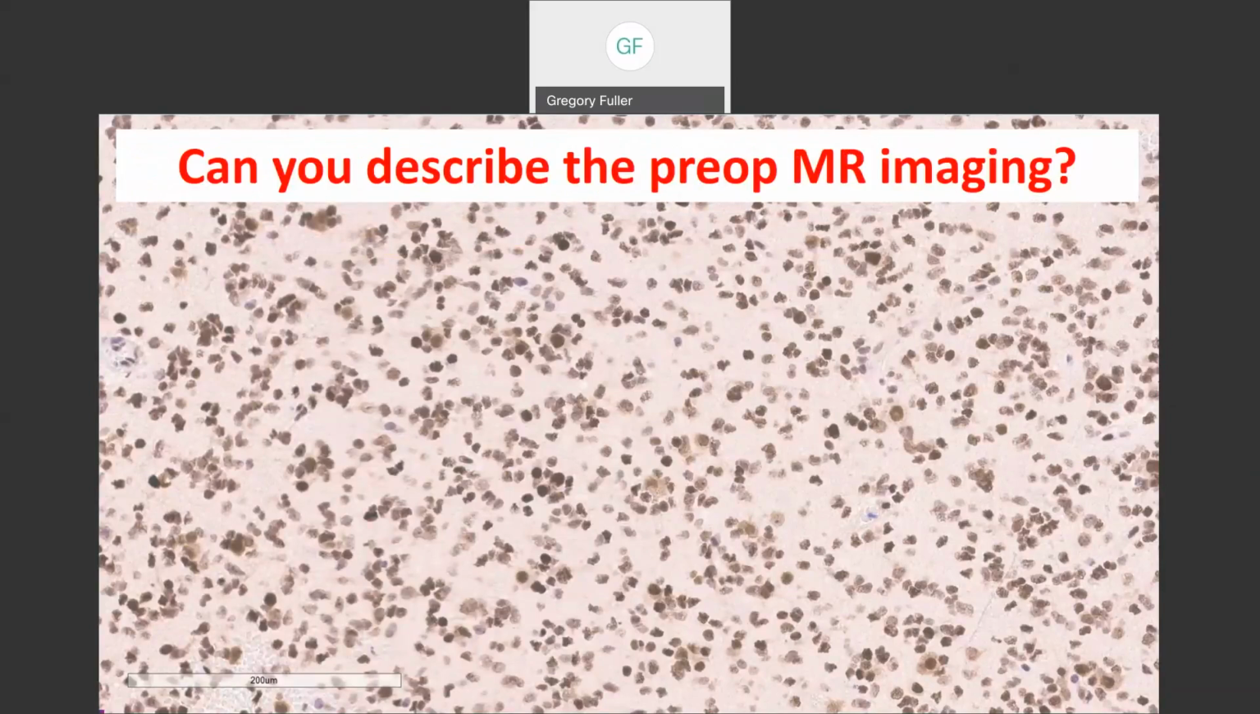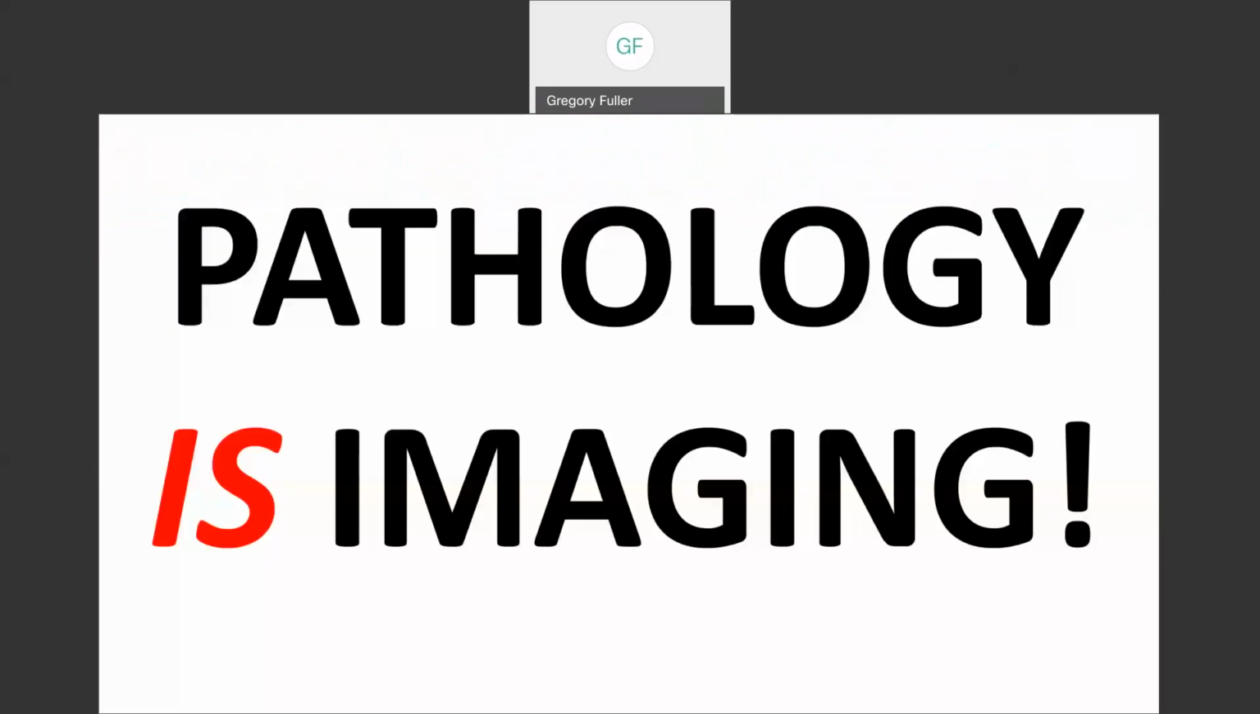This piece of tissue, where it was taken from, describe a key or hallmark feature of all of the pre-op imaging sequences, MR imaging sequences. What would it look like? All right, and I think pretty much everyone knows. I mean, this is a point we make all the time, is that pathology is imaging, imaging is pathology.